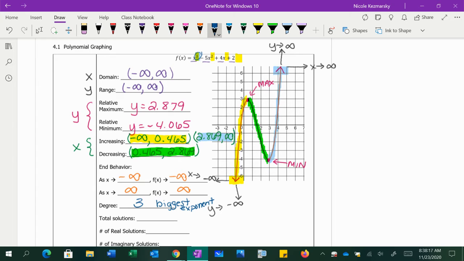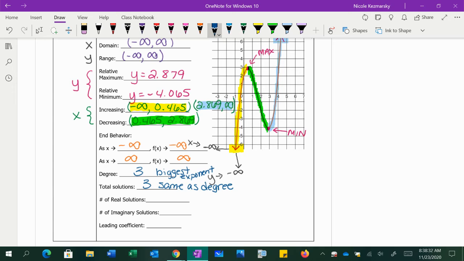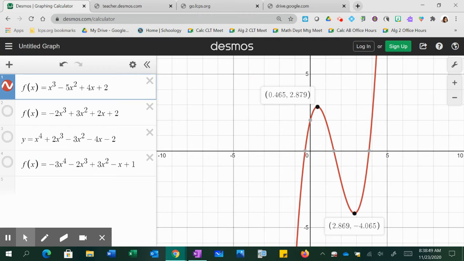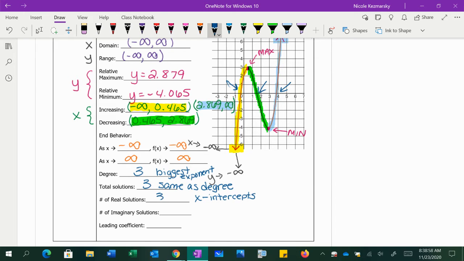Total solutions is always the same as the degree. So we'll say same as degree. The number of real solutions is the number of x-intercepts. So if I look at this graph, I see 1, 2, 3 x-intercepts. I can even go into Desmos, and Desmos will show me gray dots. 1, 2, 3 gray dots on the x-axis. And so that means that I have 3 real solutions.